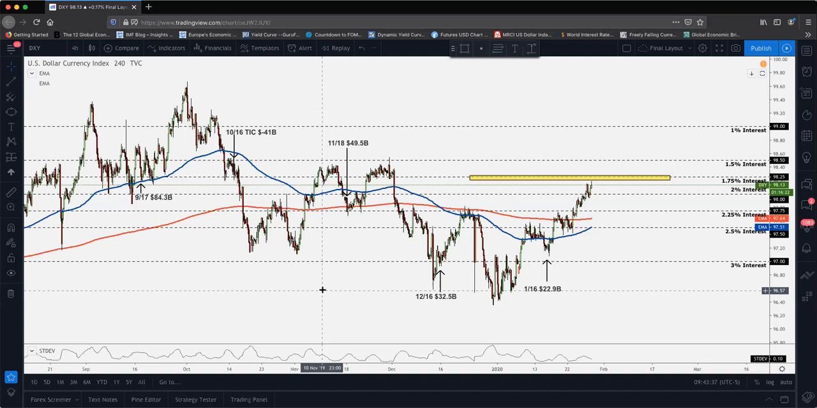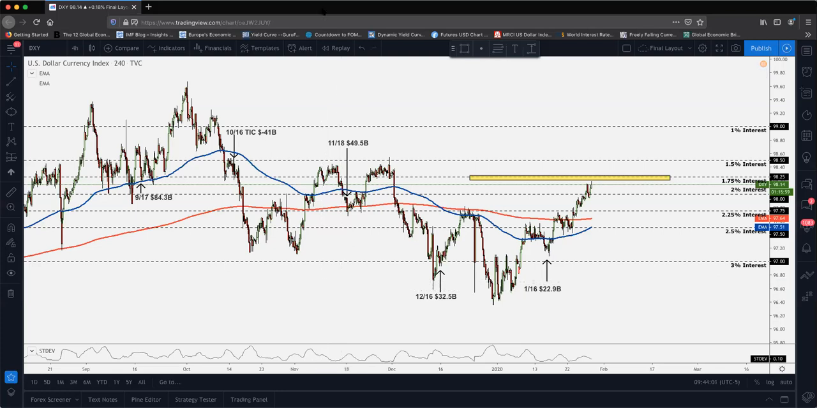I want to give a little tip to you guys and say, okay, what's important to track the dollar index? One, tick data. Tick data is very important to track because that's a report that comes out every month, and it shows us the inflows and the outflows of international capital into U.S. equities, whether it be long-term or short-term.